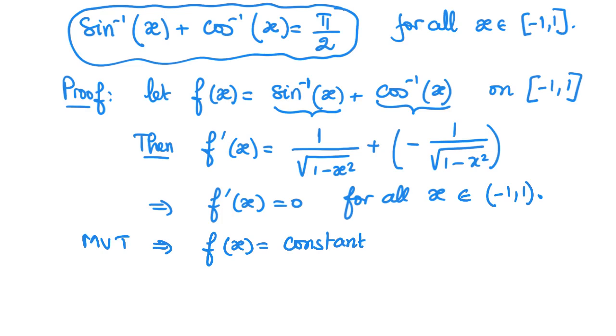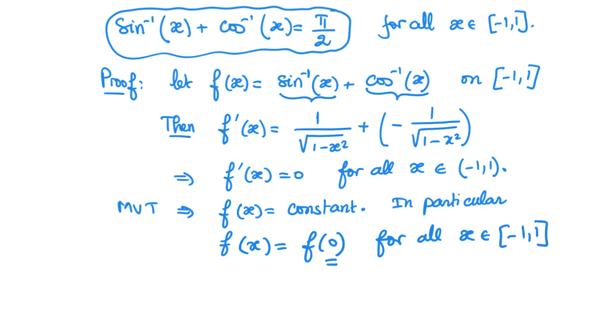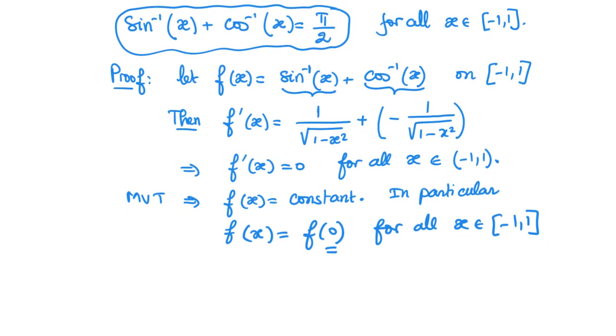So it takes one single value. That value, of course, will be the same as at 0, at 1, at -1, etc. So we can say that the function f of x is equal to its value at 0 for all x in the interval -1, 1. It doesn't change. Now, f of 0 is kind of easy to calculate.